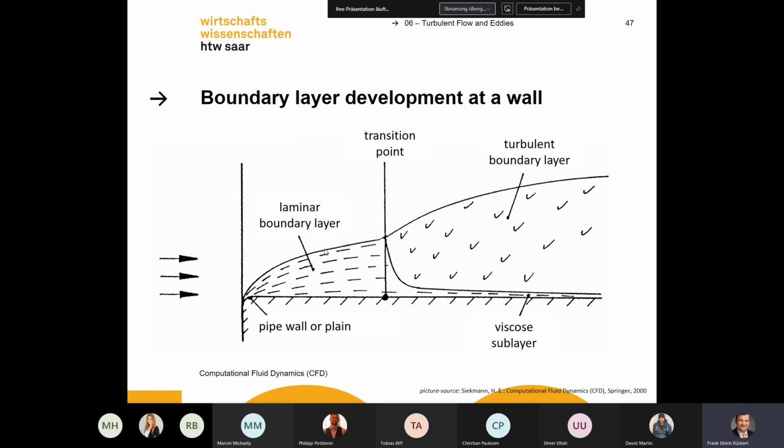Here's also a small summary. You have your laminar boundary flow. You have your inlet. And here you get your turbulent swirls and the viscous sublayer. That's again, if you're near to walls, some turbulence models are better, for example, K-omega models. And if you're in the far flow field, other models have advantages.